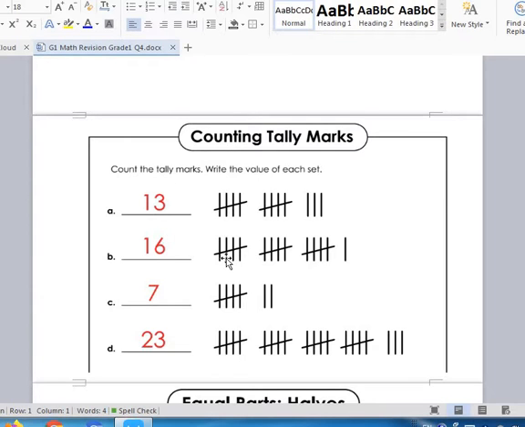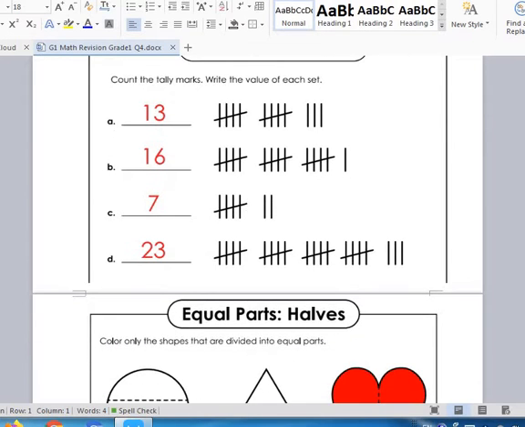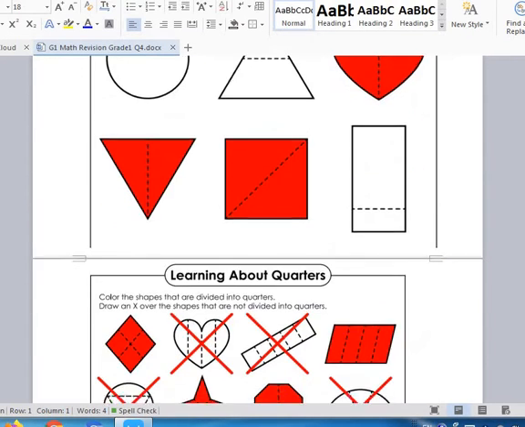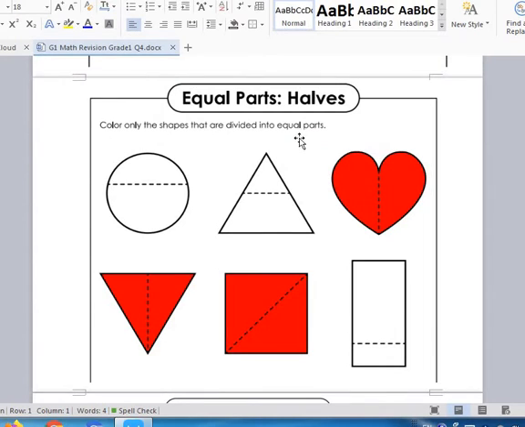I have here 5 and 5, 10 and 5, 15 and 1, so 16. Here I have 5. If I counted mark by mark, I will say 1, 2, 3, 4, 5, 6, 7. Here I have 5, 10, 15, 20, 23. Okay, this is the tally marks. Do you remember? Okay, moving to the equal parts halves.